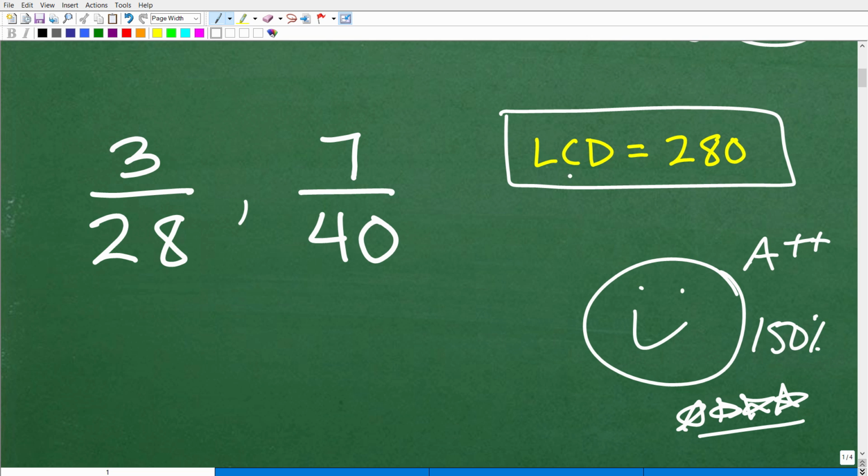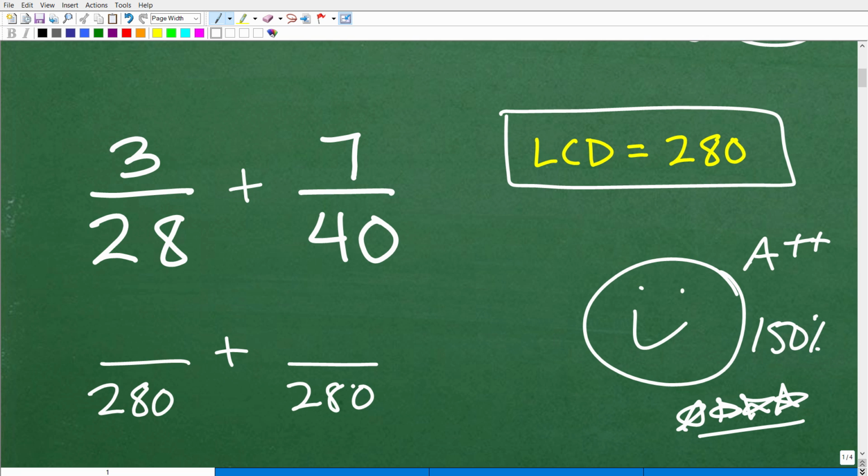Now, what does this mean? Again, if this was an addition problem, we would have to rewrite both of these fractions such that they have 280 down in the denominator. The respective denominators would have 280, and then we would work on the numerator. Then we could actually find the sum of these two fractions. That's for an additional video.